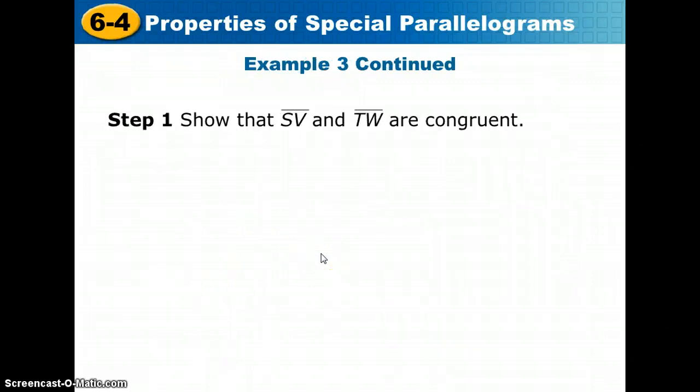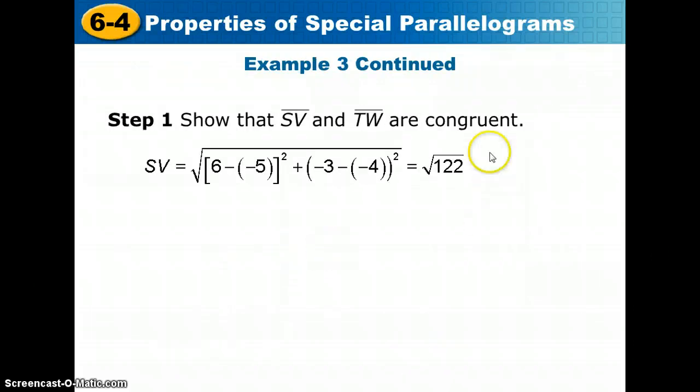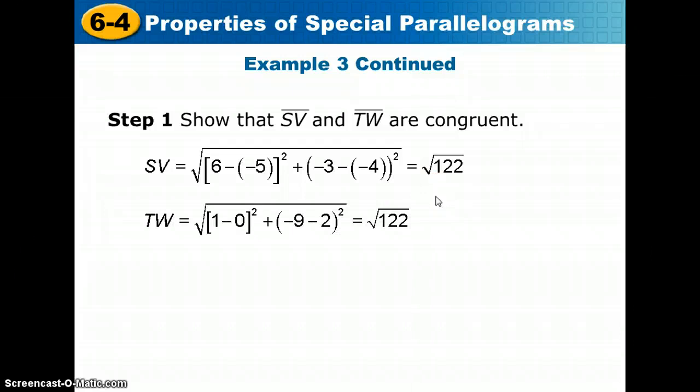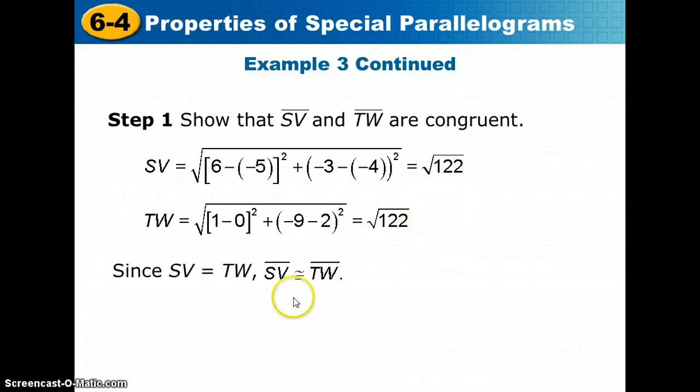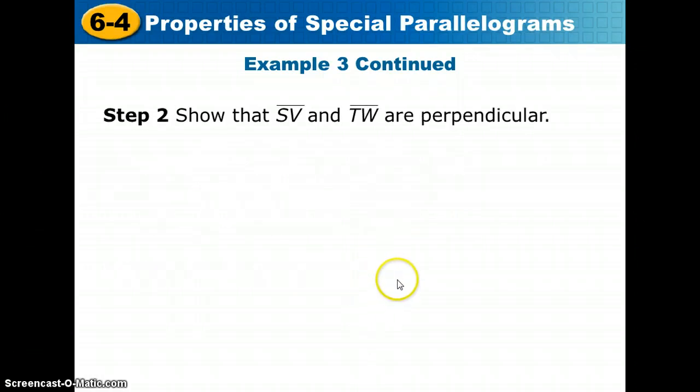First, we're going to use the distance formula to show that SV, that's one diagonal, is root 122. Then we're going to use the distance formula again, plugging in your coordinates, for TW. Why don't you take a moment to find the length of TW, verifying that it's also root 122 by plugging it into your distance formula. We should get something like this. Since they are both equal to root 122, they are congruent. There's step 1.